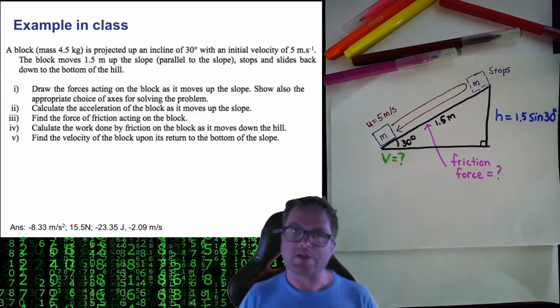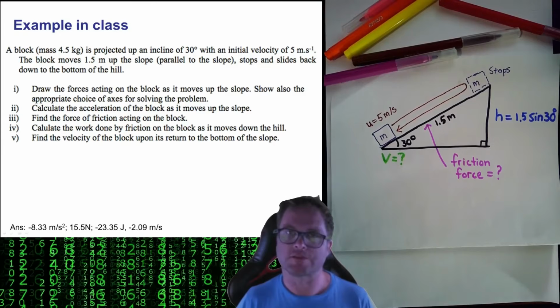So now we're going to solve a problem which involves both a conservative force, gravity, as well as a non-conservative force, friction. The problem states a block of mass 4.5 kgs is projected up an incline of 30 degrees with an initial velocity of 5 meters per second. The block moves 1.5 meters up the slope, stops and slides back down to the bottom of the hill.